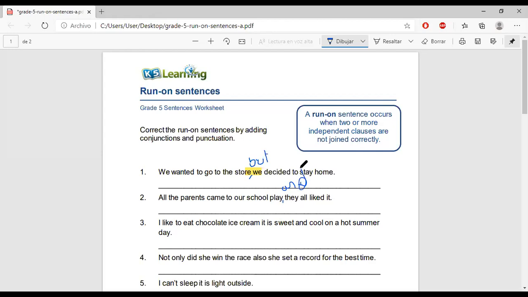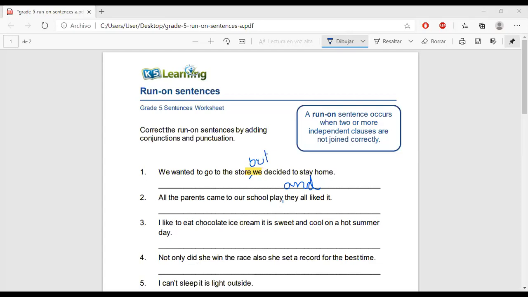Oh my gosh, I'm very bad at writing. And, okay. This is so difficult to write. Okay, but anyway, you understand what I mean. And. I do not know which letters, cursive or block. Okay, and. Oh, that's better. I like to eat chocolate ice cream. It is sweet and cool on a hot summer day.